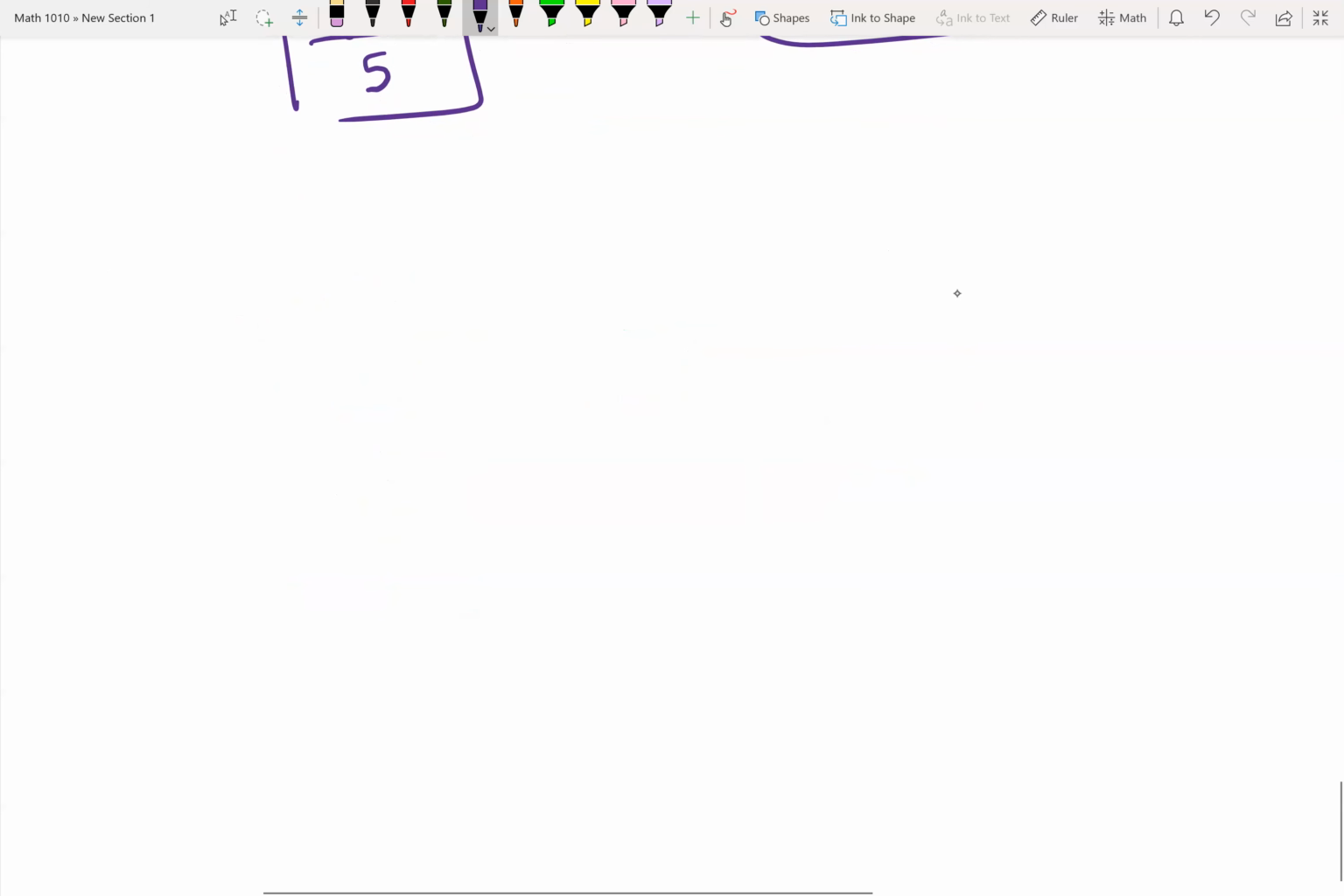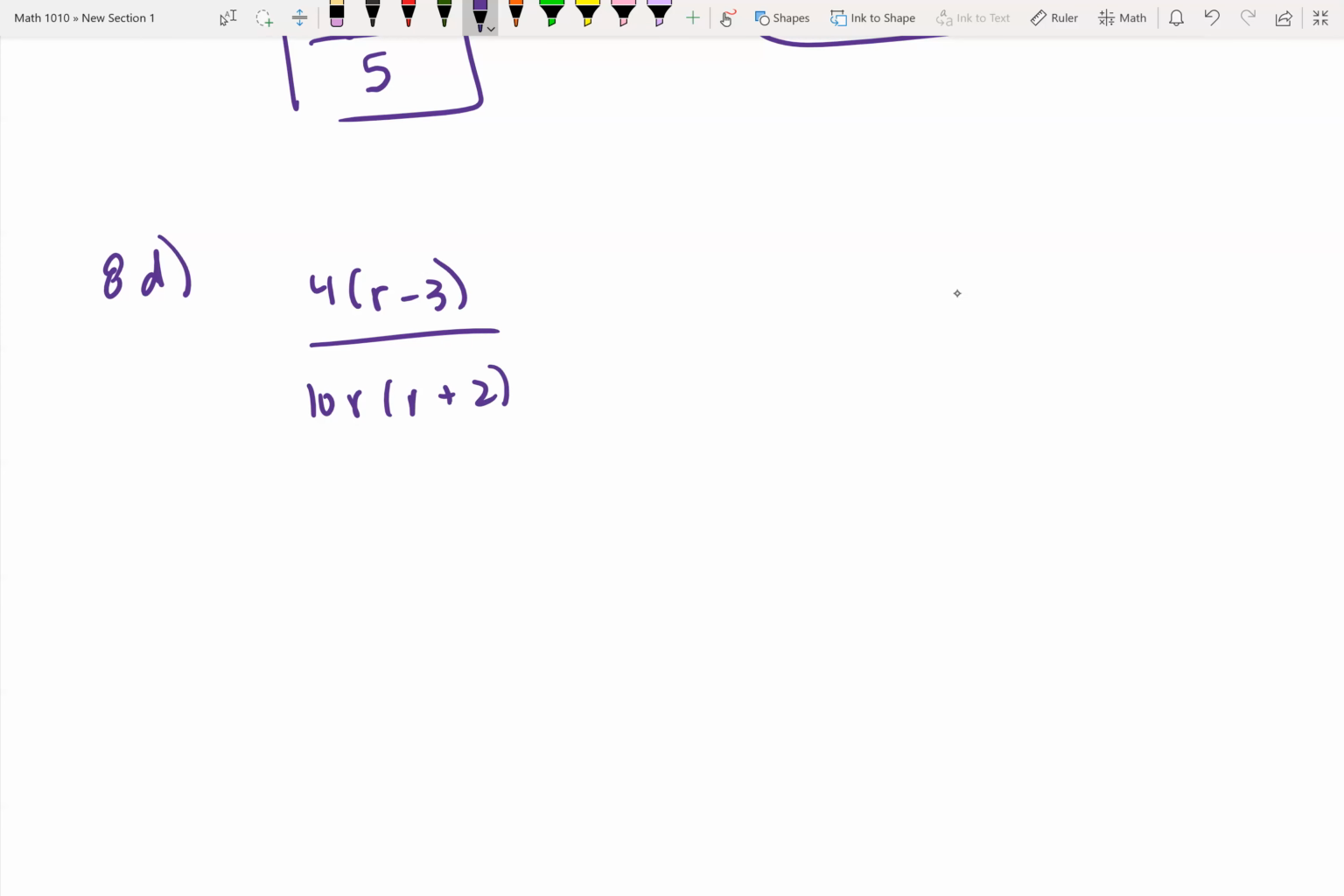Okay? Question 8D. Okay, so top left, take out a 4, and you're left with r minus 3. Bottom left, take out a 10r, and you're left with r plus 2. That's multiplied by, take out a 5, you're left with r plus 2. Underneath, take out an 8, and you're left with 3 minus r.